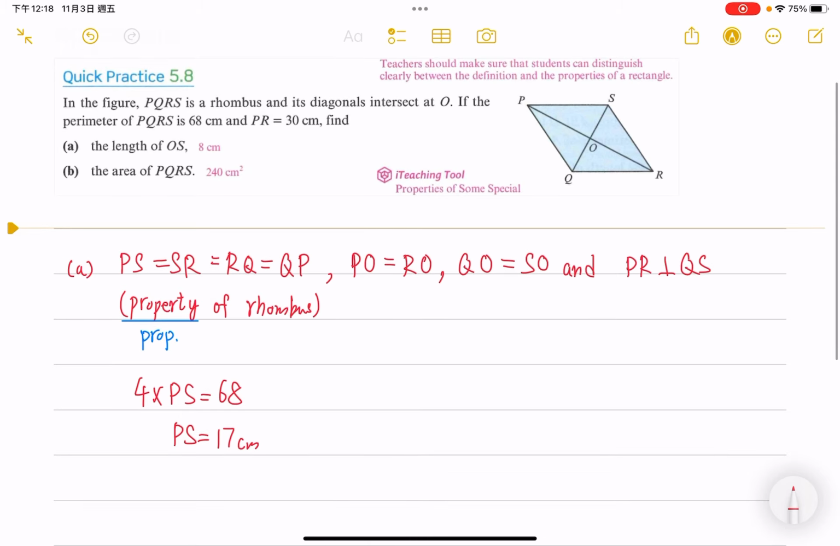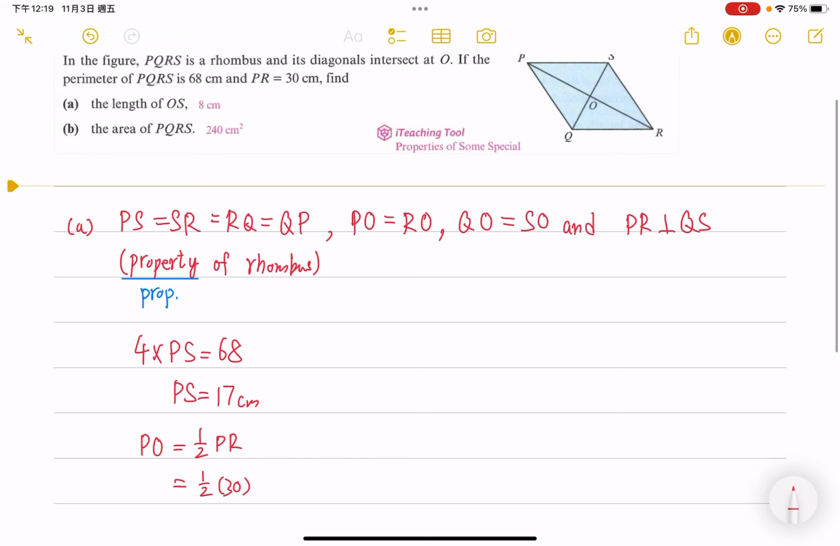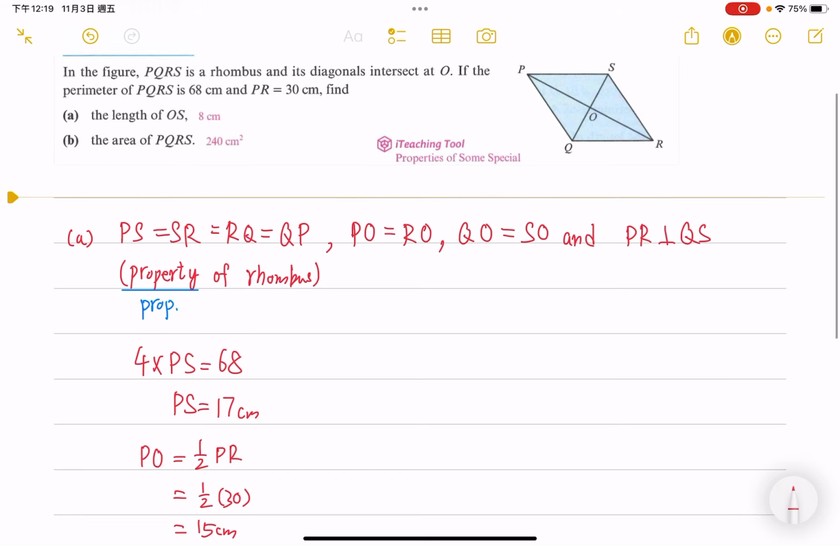And then for the PO, actually it is half of PR, because you know PO is equal to RO. Then you do the substitution, and it is 30 cm, and it will become 15 cm. Okay, and then I'm going to do it on the right.